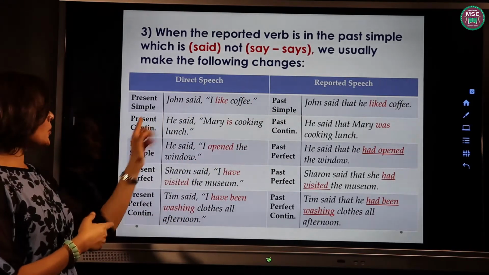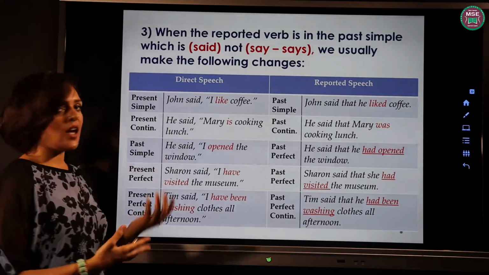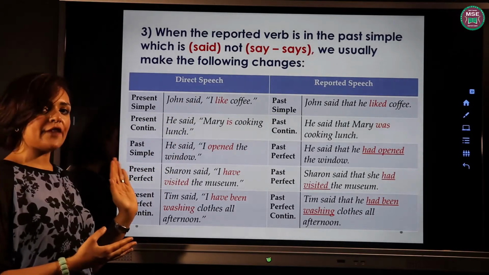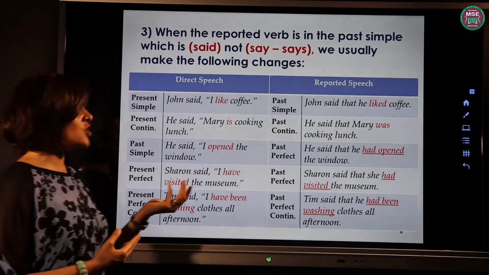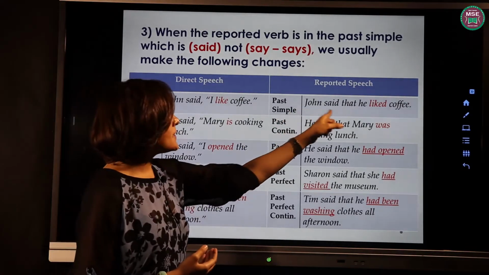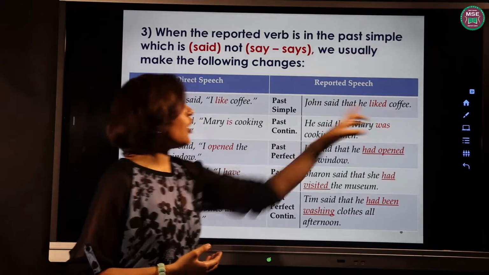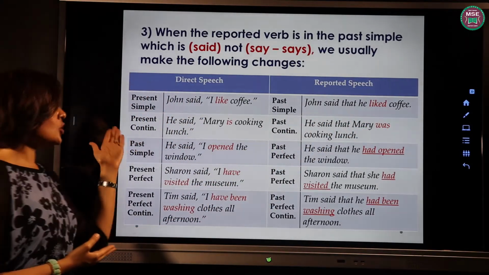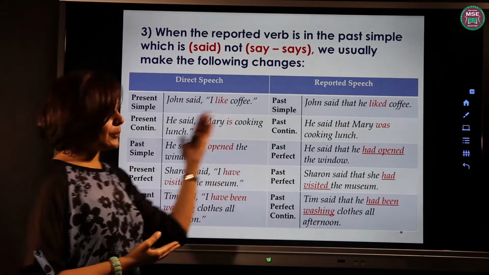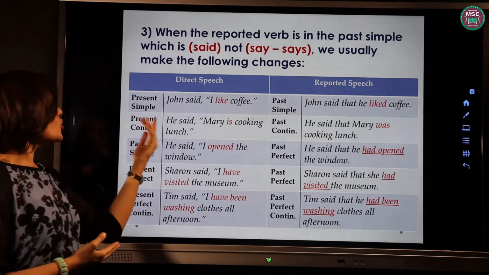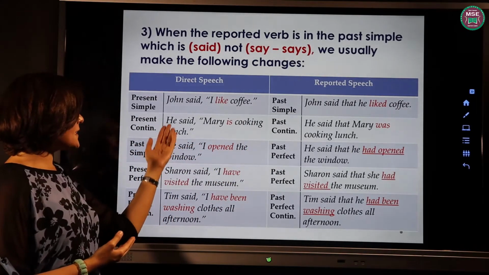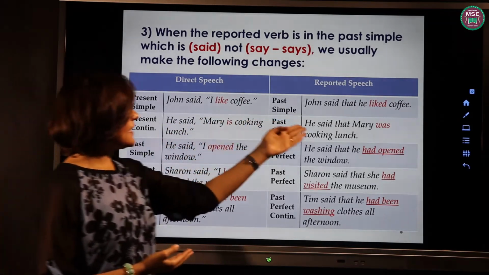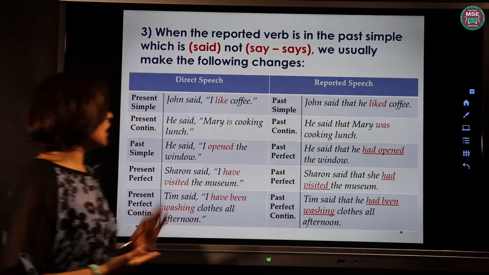Let's see an example. John said, "I like coffee." Here we find "said" outside, so I have to push the tense when I change into indirect. John said that he liked coffee. From present continuous, it will also be past continuous. I pushed the tense back. So we will find, he said, "Mary is cooking lunch." It would be, he said that Mary was cooking lunch.